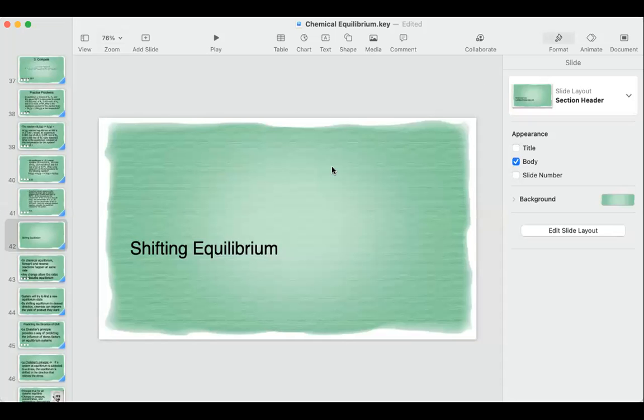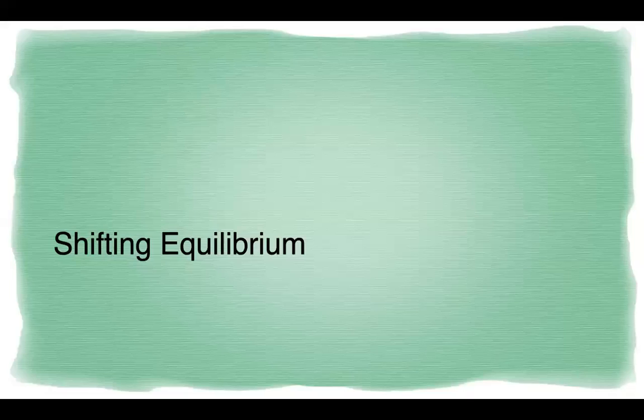So the topic for today is something called Le Chatelier's principle, and it is a way to predict the direction that a reaction system will shift, either forward or backward, right or left, when conditions change that disrupt equilibrium or upset equilibrium.